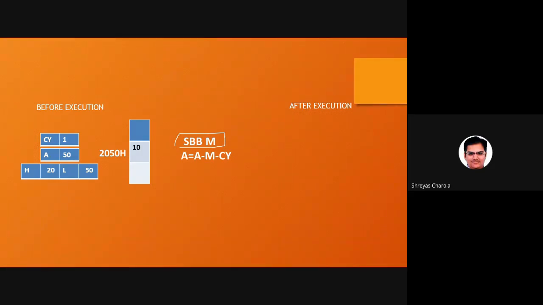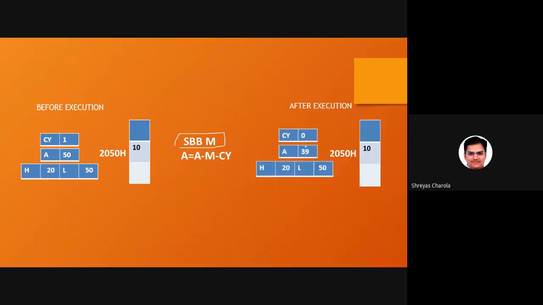50 minus 11. Okay. Avinash joined, he started giving the answer, so 4 students. Good. The rest of the students, if they really want to leave, they can leave, okay? Today no attendance, only the 4 students. Fine, very good. The answer, 39, is in the accumulator. Carry will be 0 after doing this.